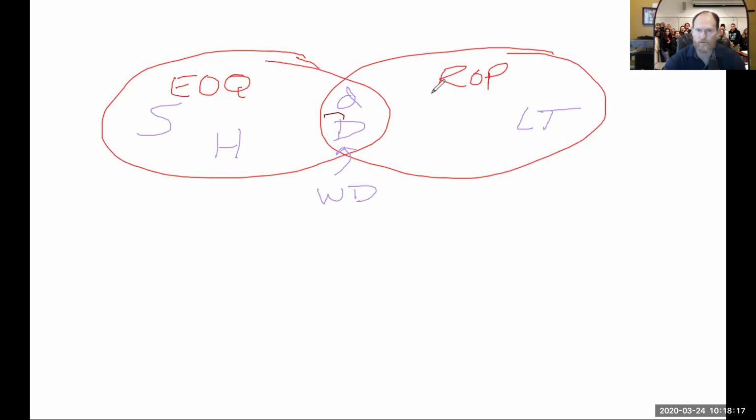Hey, EOQ changed. So Ethan, does ROP change? Well, Ethan has to find out what changed about EOQ. Did setup cost change? Did holding cost change? If so, ROP is not going to change. But if demand, either way you slice it, changed, or if work days changed, then ROP will change. So the formula for ROP is quite simple.